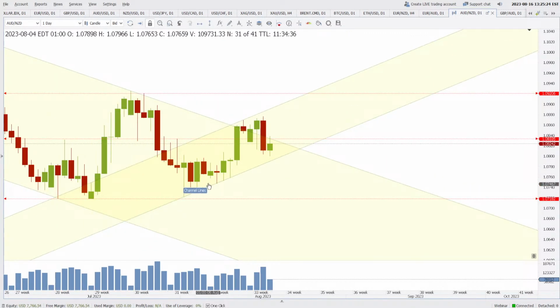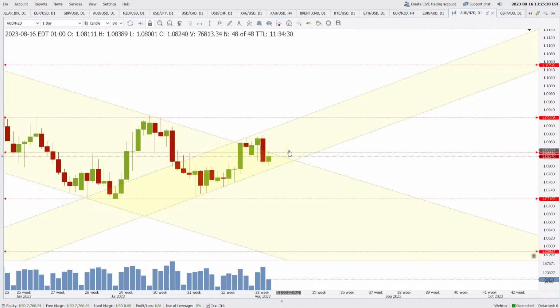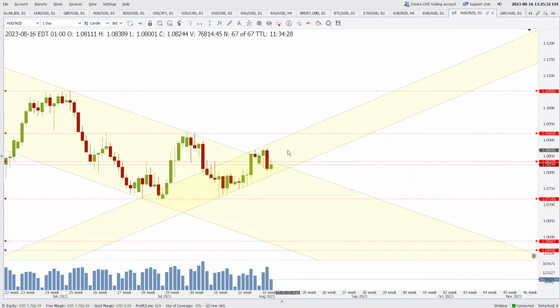Now this is the only hope that this channel, maybe this channel will get respected. Which is less likely because we have seen this bearish engulfing on the daily candle at the resistance and the price has closed inside the channel again.